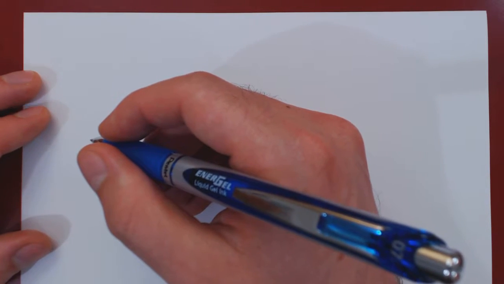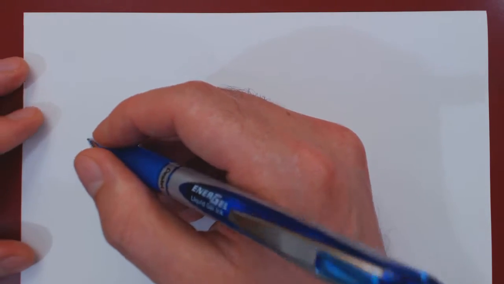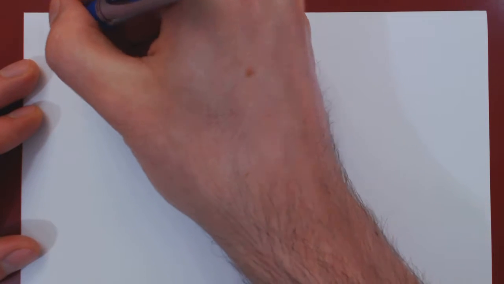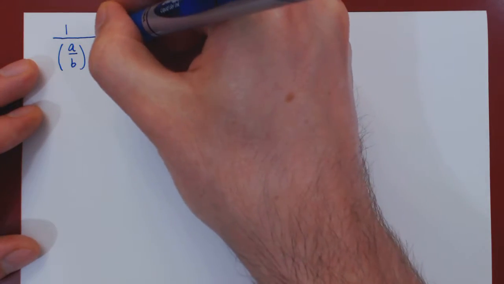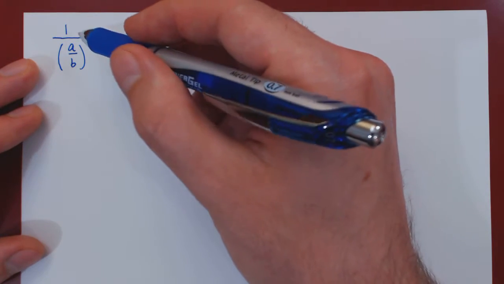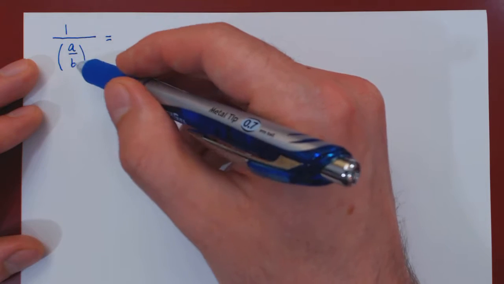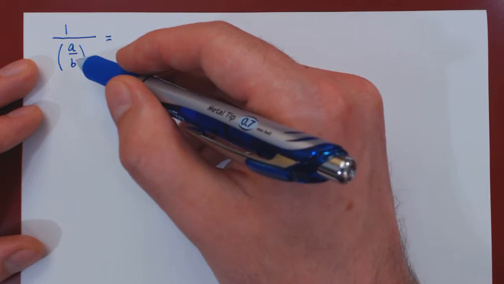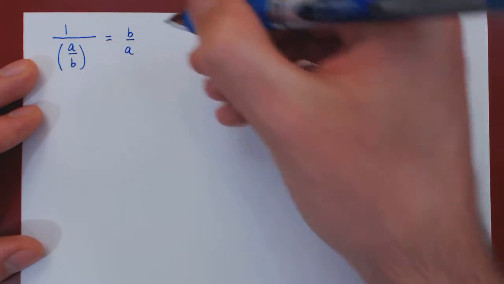Okay, so in this video, we want to review how to divide a fraction by another fraction. Let's start with a simpler version of this. What if we wanted to perform 1 divided by the fraction a over b? Well, there's two ways to think about this. If you take 1 over a fraction, what you're taking is the reciprocal of the fraction, its inverse, so it simply gets flipped. So you get b over a.